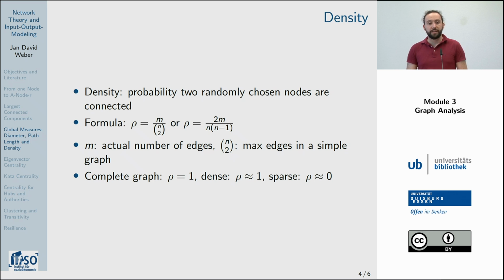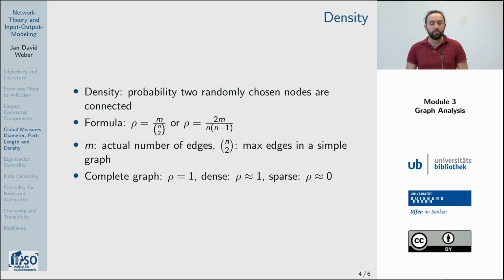We have the density is m over n over n. So why is that the case? Because m is the actual number of edges that we observe in that network or in this graph, and n over n is the maximal number of edges in a simple graph that are even possible. So you can also do this by calculating the number of nodes times the number of nodes minus 1. That is also giving you n over n.